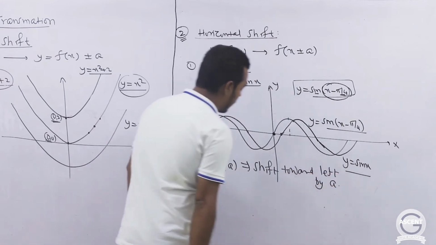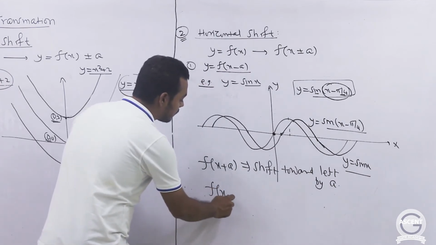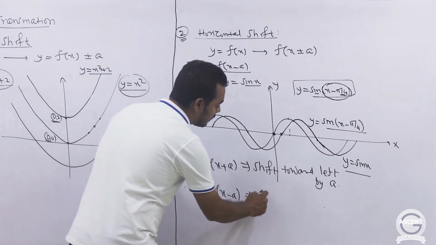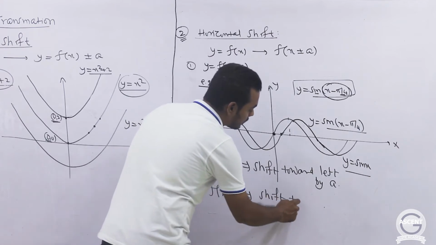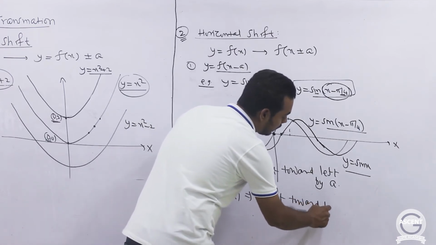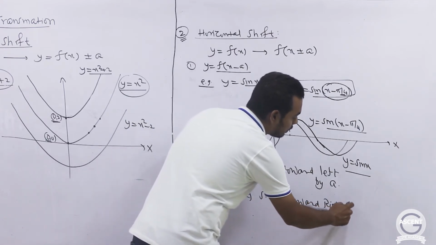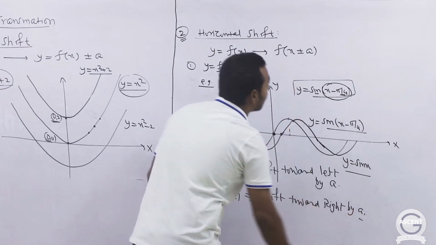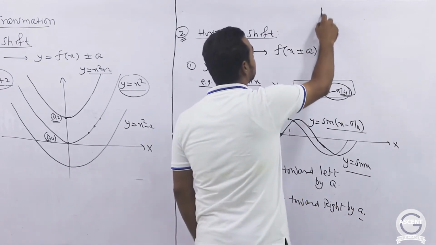And if you want to draw the graph of the function f of x minus a, then it means shift towards right by a units. If you want, we can take some other examples also.